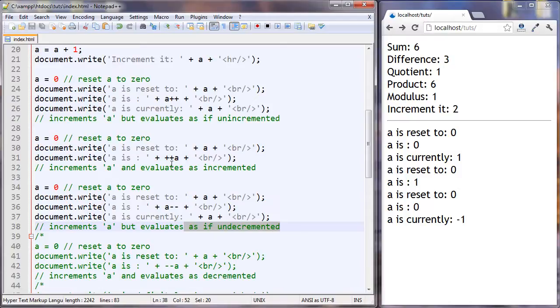Okay, so this is a equals a is set to a plus 1. This is a is set to a minus 1. So this is to increment by 1. This is to decrement by 1. Okay, but it evaluates as if it were unchanged. Okay, and the final one.